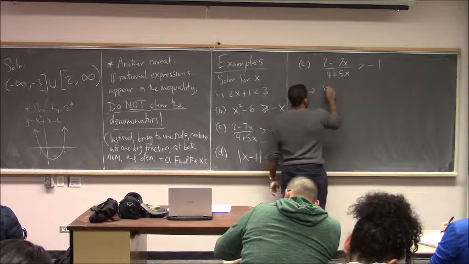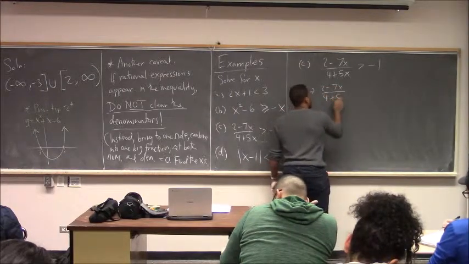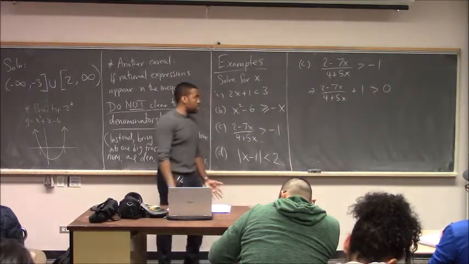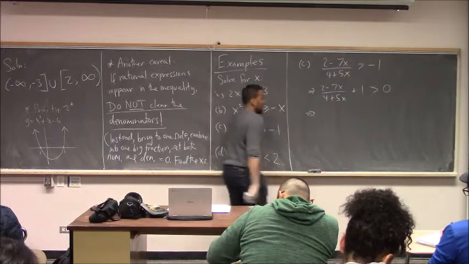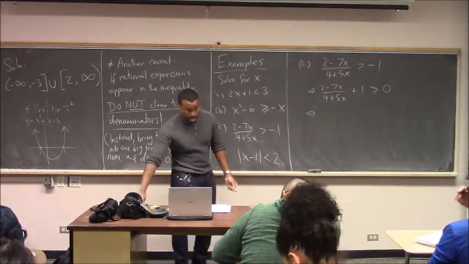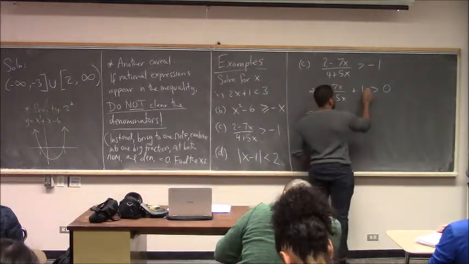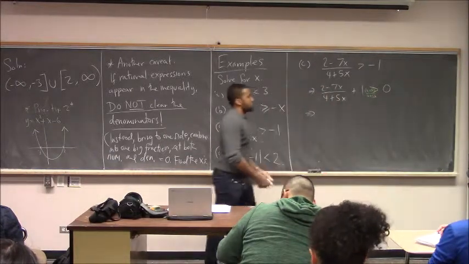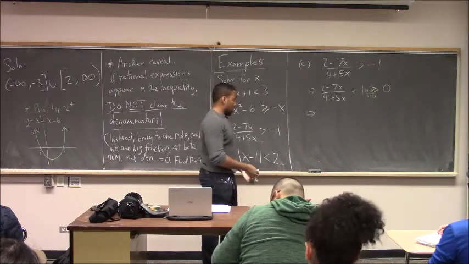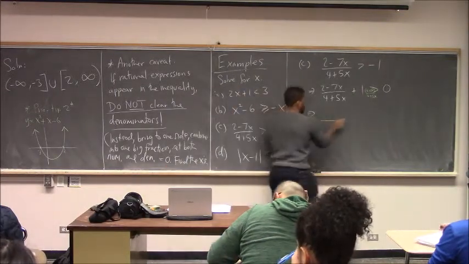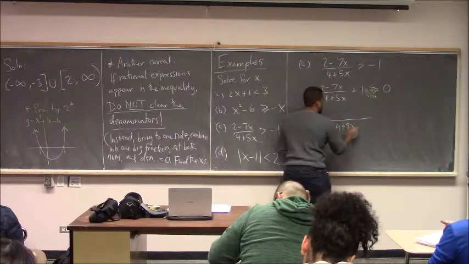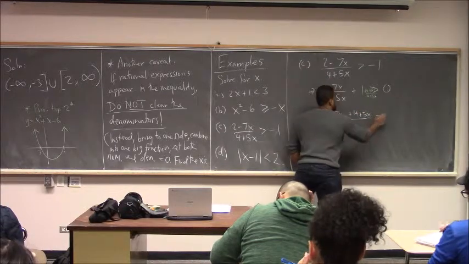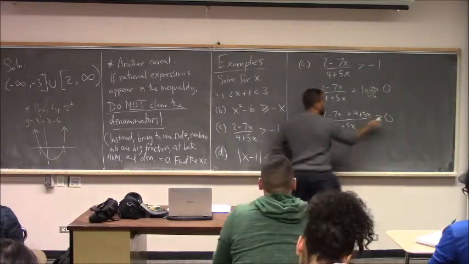What I would do is add 1 to both sides. Do not multiply through by the LCD, keep that fraction. Now I want to combine those. We can do that by creating a common denominator. So this 1 I'm going to multiply by (4 plus 5x) over (4 plus 5x). And so now I can combine it all under 1 big 4 plus 5x. So that would give me 2 minus 7x plus 4 plus 5x, over 4 plus 5x, is greater than 0.